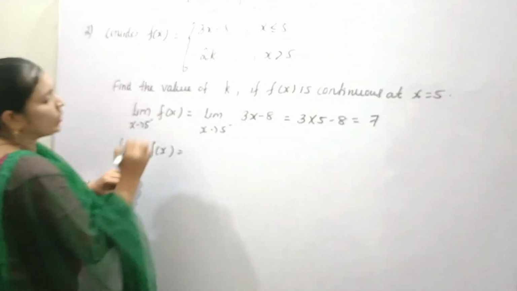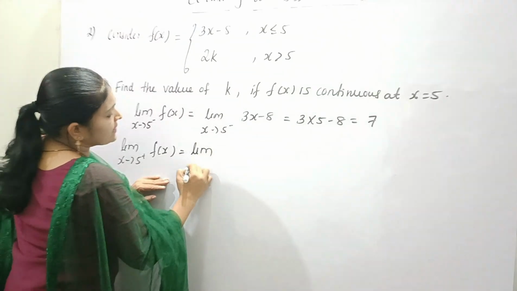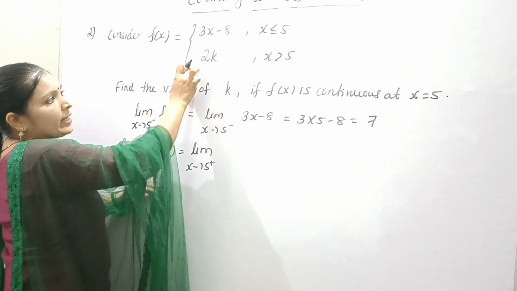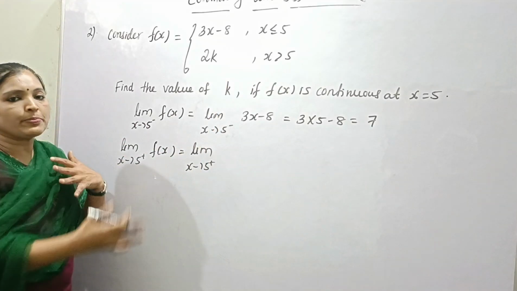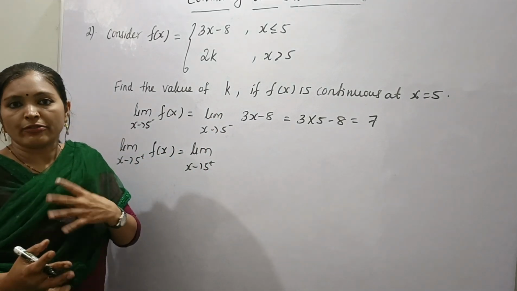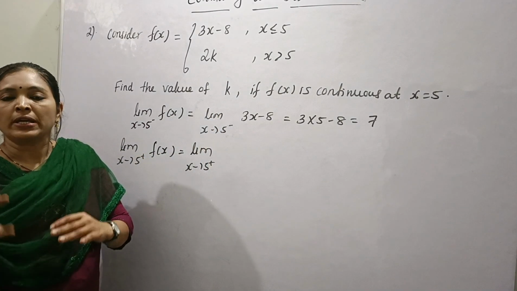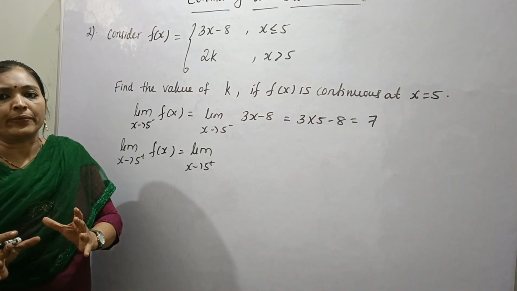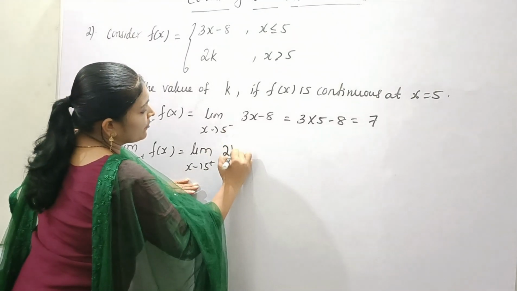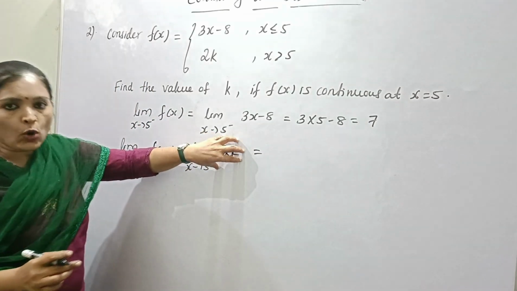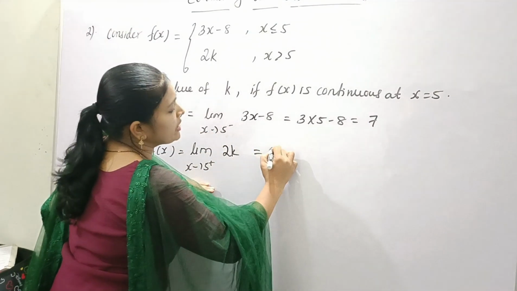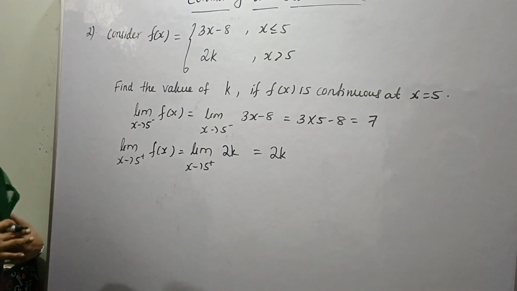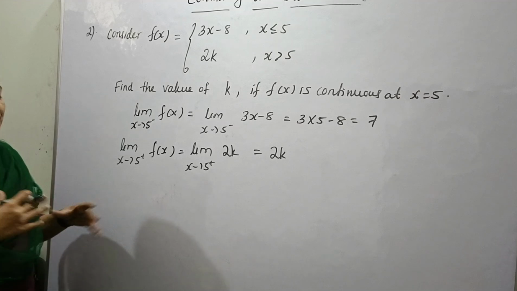F of x is equal to limit x tends to 5 plus, what is the function? 2k, right? When x greater than 5, 5 plus means right hand limit, that is x value is greater than 5 and it is very close to 5. That is 2k. So 2k is a constant, so its limit is 2k itself. And it is given that the function is continuous. Now let's find the value of the function.